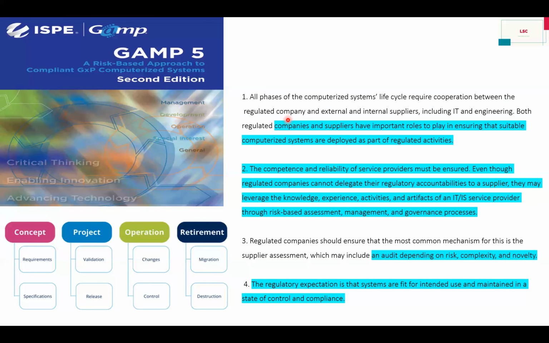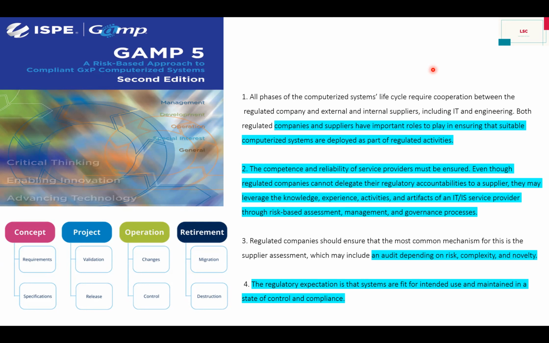Friends, all phases of the computerized system life cycle require cooperation between the regulated company and external and internal suppliers. We all know it very well, including IT, engineering, and all. Both regulated companies and suppliers have an important role to play in ensuring that suitable computerized systems are deployed as part of regulatory activities. The supplier is important.